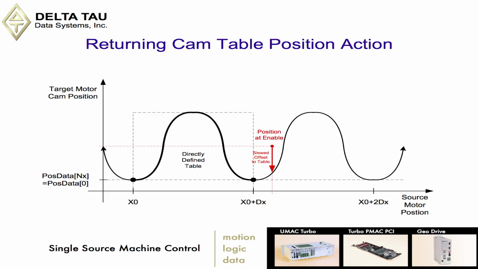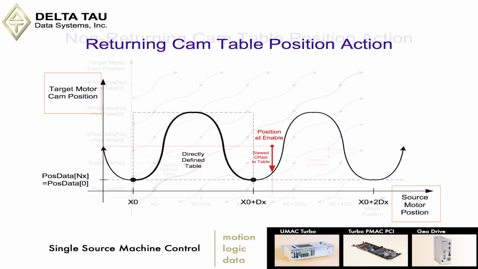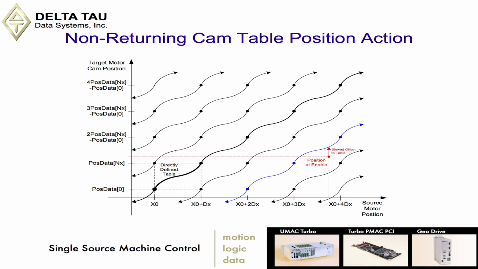So here is graphically, the y-axis is the target motor cam position, and the x-axis is the source motor position. And then if we take a look at the non-returning cam position action, we can see that there is a number of these parallel cam actions that can happen depending upon where the actual start was.